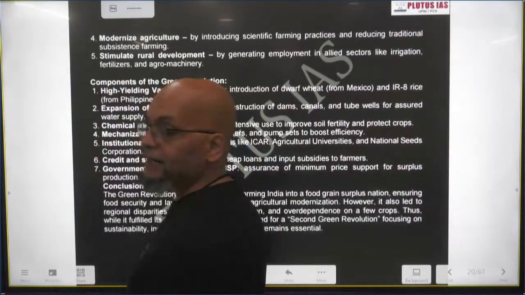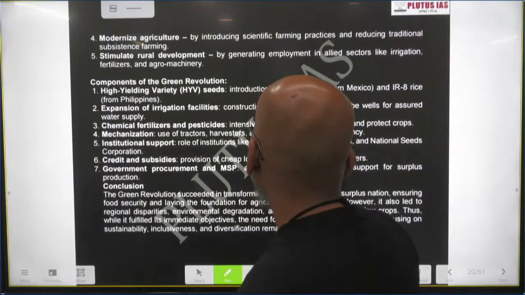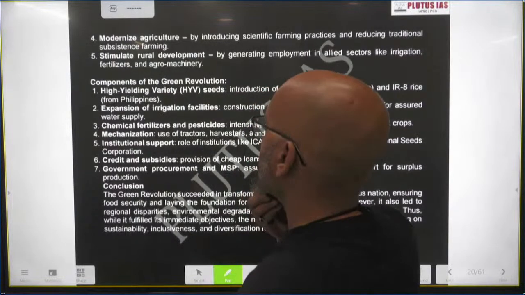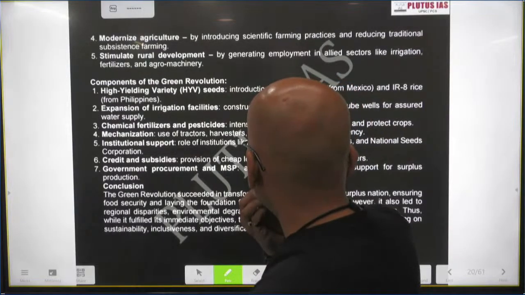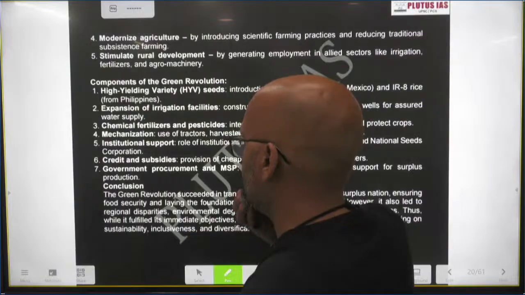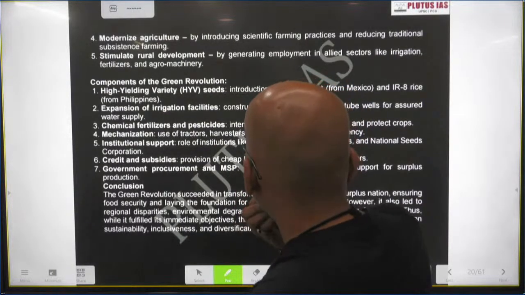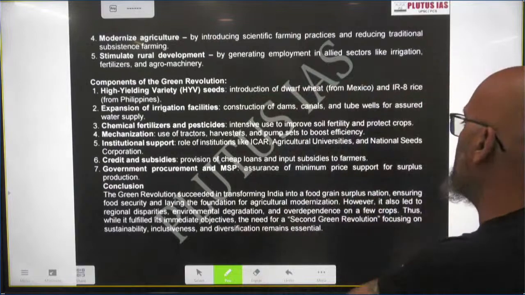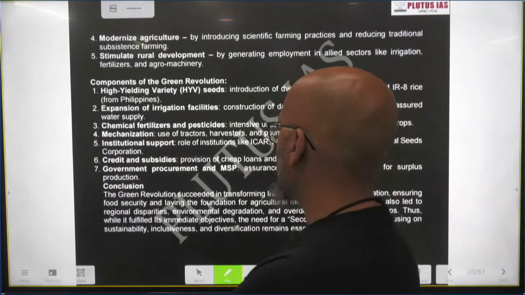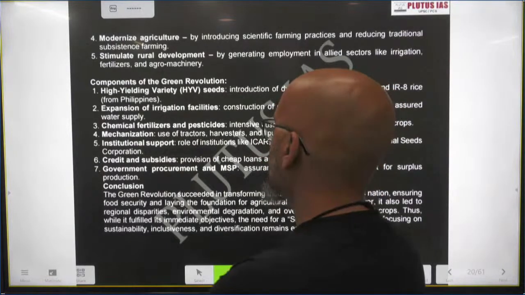Components of the Green Revolution were high-yielding variety HYV seeds, introduced as dwarf wheat from Mexico and IR8 rice from the Philippines. Then expansion of irrigation facilities, construction of dams, canals, and tube wells for assured water supply. Then chemical fertilizers and pesticides, intensive use to improve soil fertility and protect crops. Mechanization, use of tractors, harvesters, and pump sets to boost efficiency.